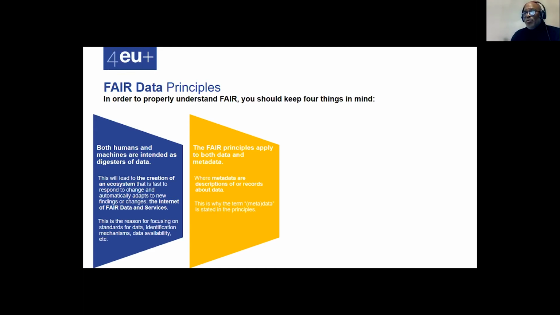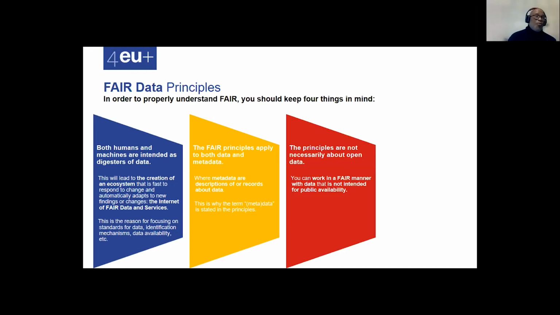The next point is that the FAIR data principles apply to both data and metadata. Metadata is described as records about data; this is why the term metadata is stated in the principles. The third point is that FAIR does not necessarily mean that data is open. You can work in a FAIR manner with data that is not intended for public availability, meaning that you can create your data using the FAIR data principles, but it doesn't necessarily mean that your data is going to be open and available to the public.